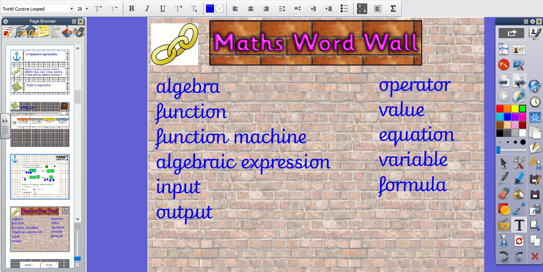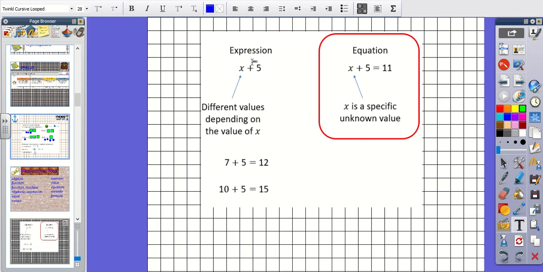Okay then, so our word wall, and here we go. So an expression then. Today we're going to look at equations, but an expression is what we've been looking at so far, where x or another letter is a different value depending on the value of x. So for example, we don't know what the value of x is. So it could be, as it shows here, 7 add 5 equals 12. It could be 10 add 5 equals 15. We don't know the value of x, so that is why it's a different value depending on, okay?